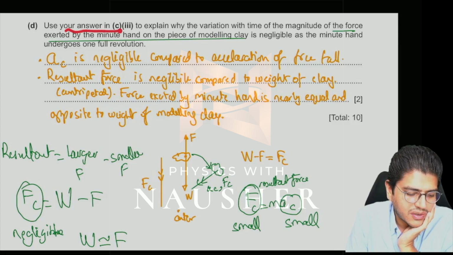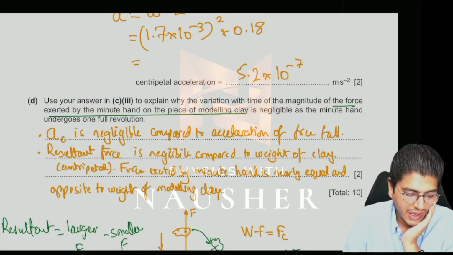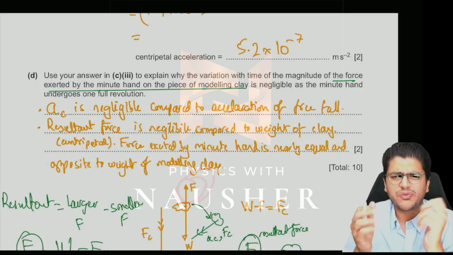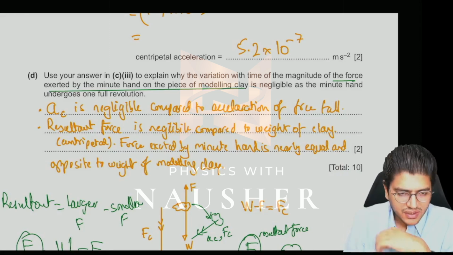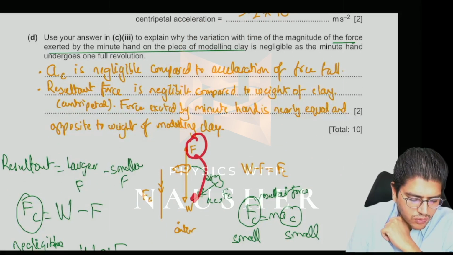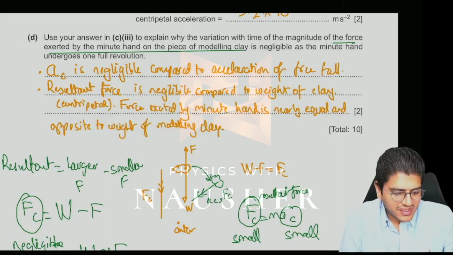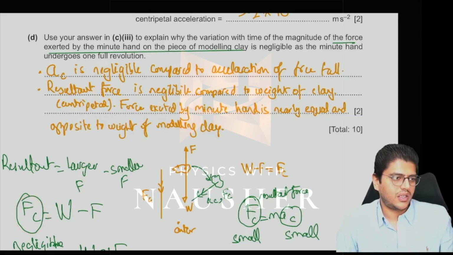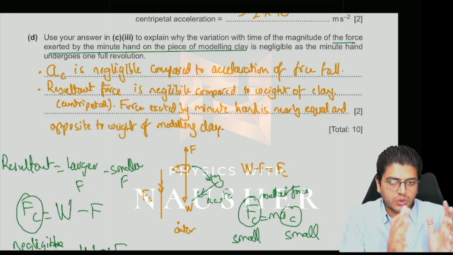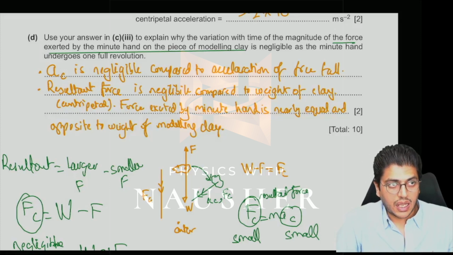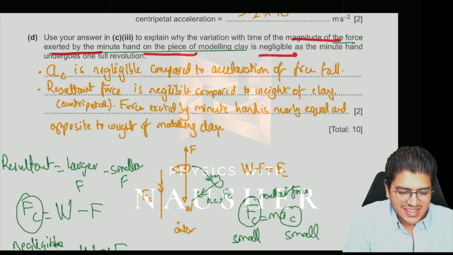Use your answer in C3. In C3, you had calculated centripetal acceleration to explain why the variation of the magnitude of this force, why is this force not varying? Why is the value not fluctuating a lot? The reason is that this force is nearly equal to the weight, and the weight is not going to change. And why is it not changing? Because the centripetal force is negligible. So these two things are nearly equal. These two things are nearly the same.